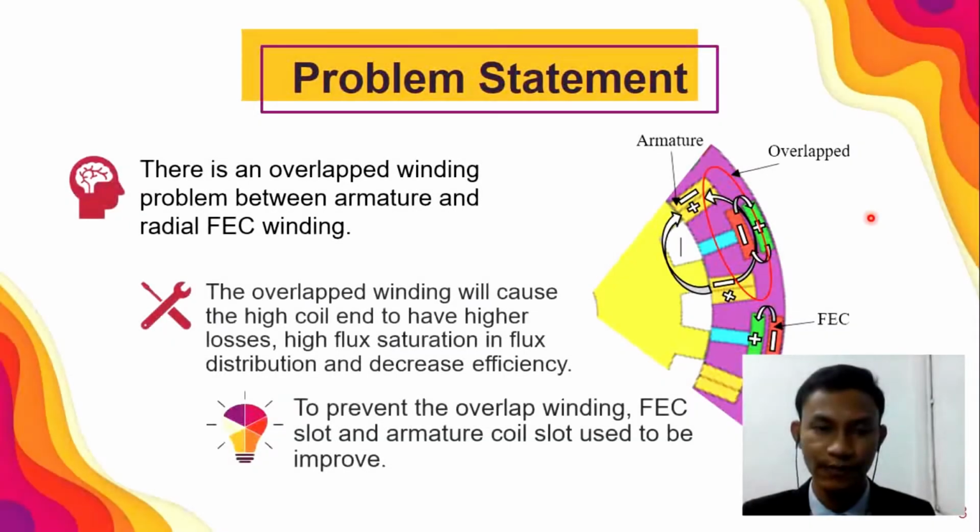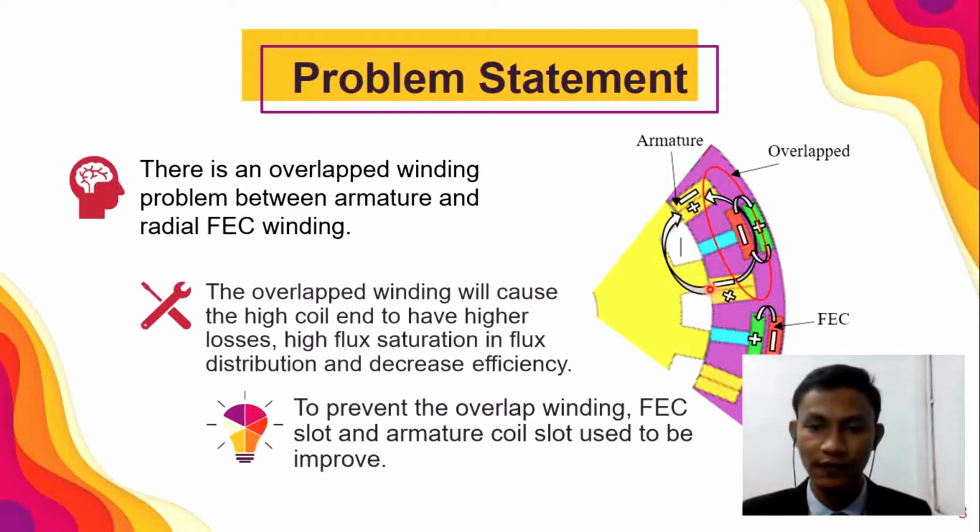Next is the problem statement. There is an overlap winding problem between the armature and radial FEC winding. This figure shows the problem. This is the armature, and this is the FEC in radial condition. Basically, the armature and FEC have their own polarity, which is positive and negative. In this figure I already sketched the polarity. This polarity is for the armature, and this polarity is for the FEC.